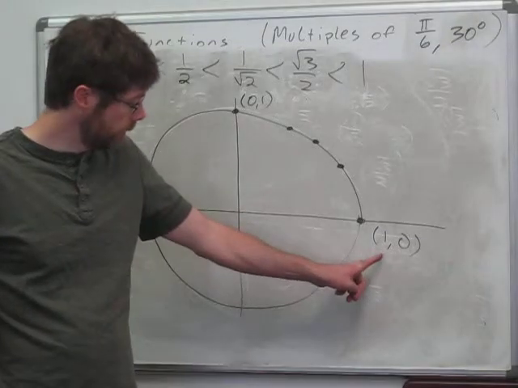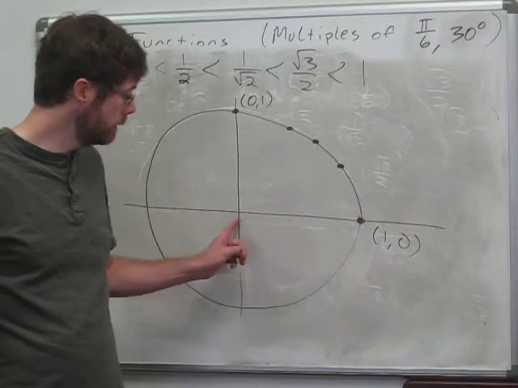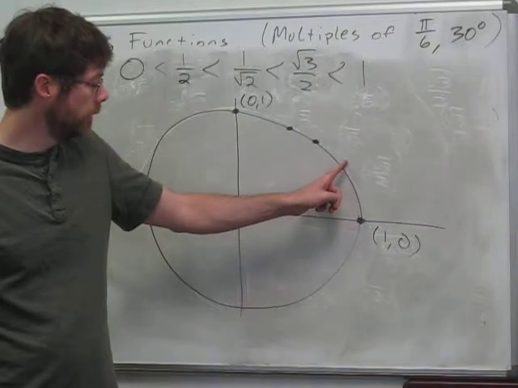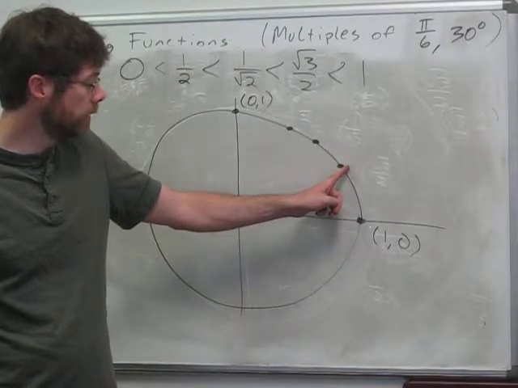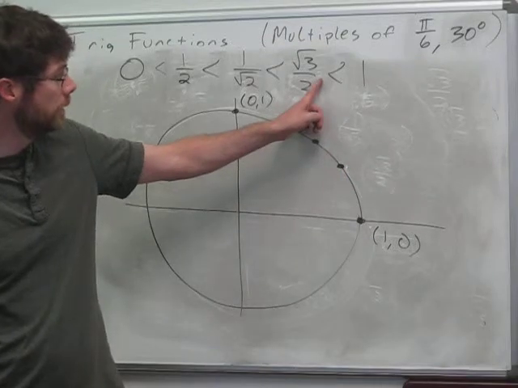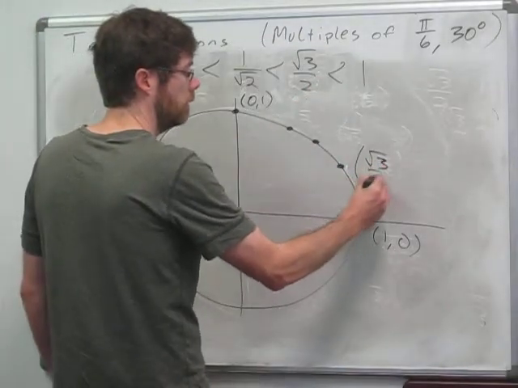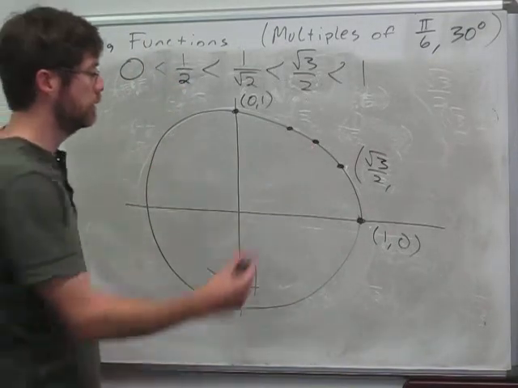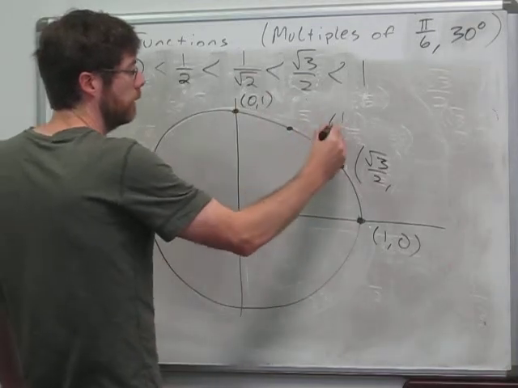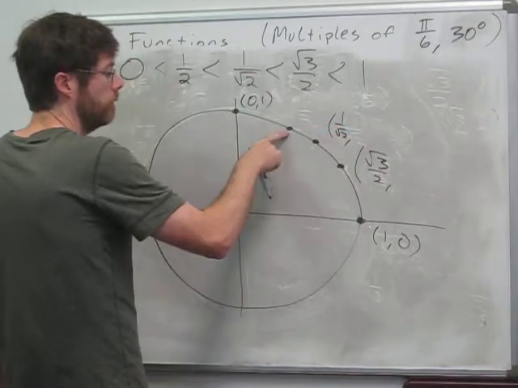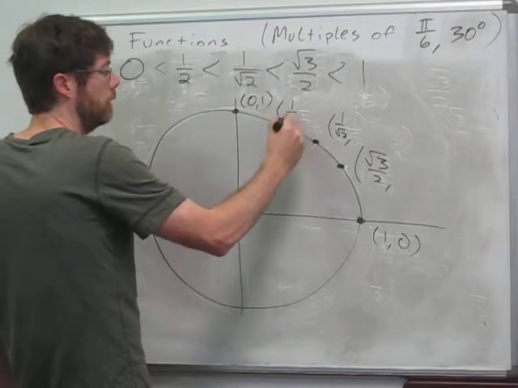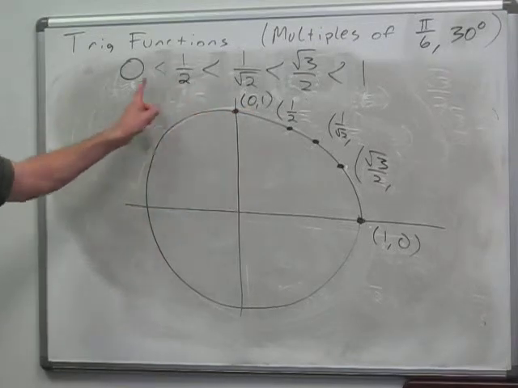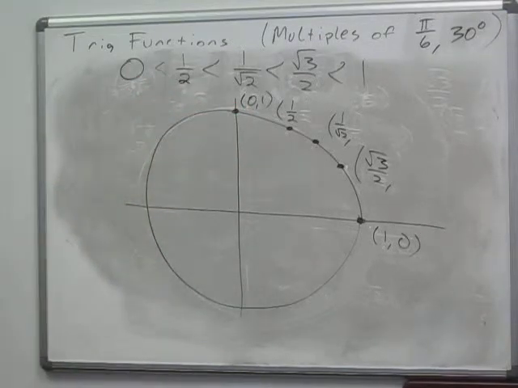Let's focus on the x-coordinates. This x-coordinate is 1. It is the farthest away from the y-axis. This point is going to have the next largest x-coordinate. Well, the next largest x-coordinate must be radical 3 over 2. This point must have the next largest, 1 over radical 2. And then finally this point must have the next, 1/2. Right? And then we have the least, 0, since we've reached the y-axis.